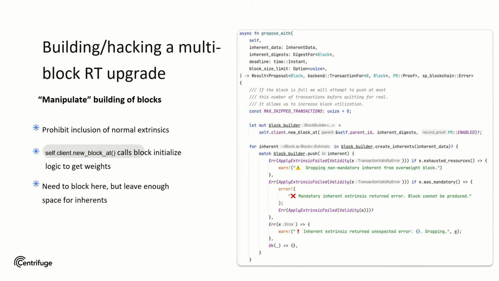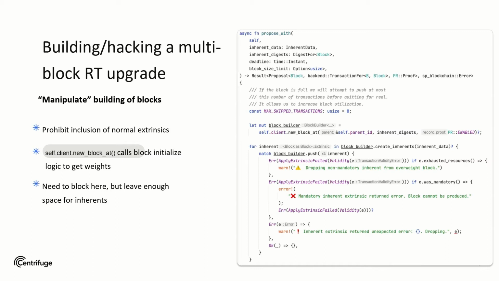So when you look here at the code, at the self-client new block add call, the propose with function here is basically proposing a block. What you're doing here is running the on-runtime upgrade logic of every pallet and the on-initialize logic of every pallet, and all those functions return a weight. And this weight is already included in your block builder. So your block builder is kind of pre-weighted.